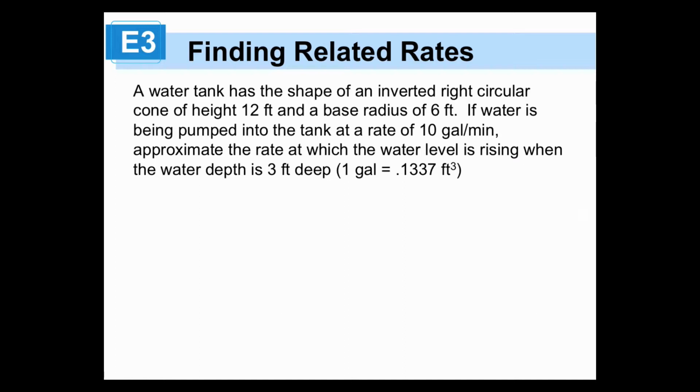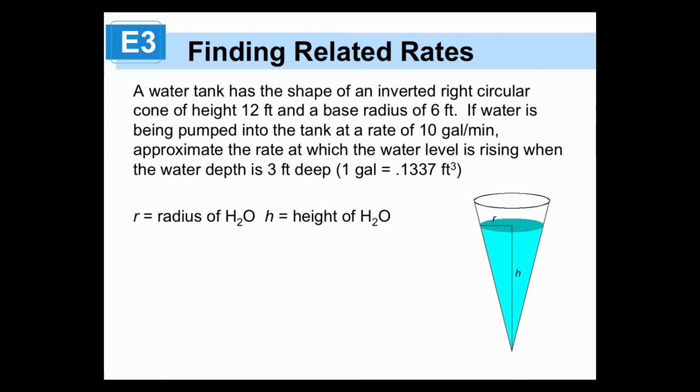I don't remember if I have the whole thing in here. Yeah. Okay, so there's my picture. I chose the variables r and h. R being the radius of the water and h being the depth of the water. So step 2, define your variables.